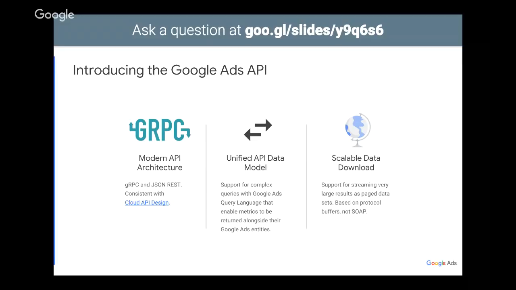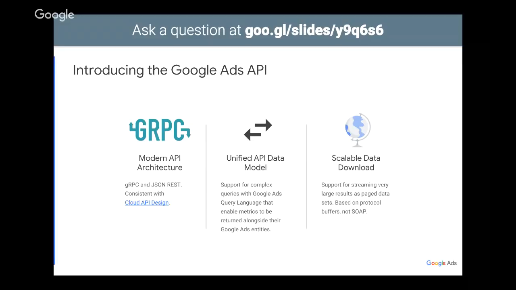A unified API data model. Again, we have the Google Ads query language that has unified both reporting endpoints and our retrieval of campaigns, ad groups, keywords, and objects like that. And we've also enabled scalable data download. So we've modernized the infrastructure.